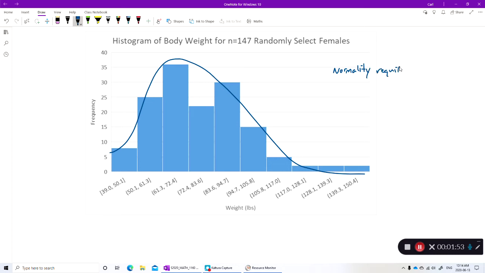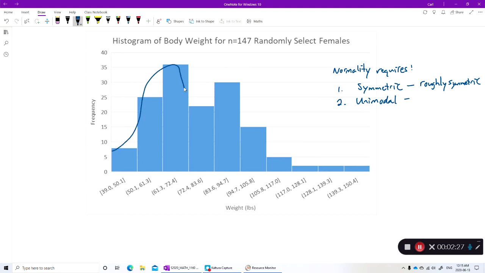Normality requires, first, that it should be symmetric. And this thing is roughly symmetric, but certainly not perfectly symmetric. Second, it should have one mode, one central peak, unimodal. So you might say, well, it looks like this one has two peaks, right? If I go like this, it looks like it has two peaks.